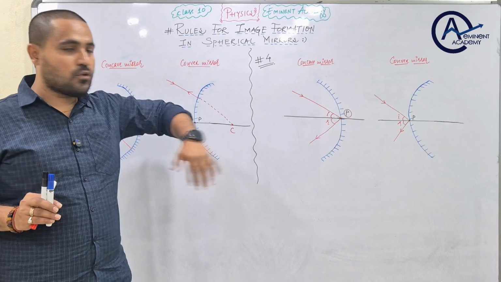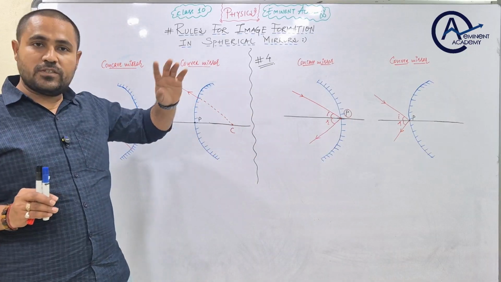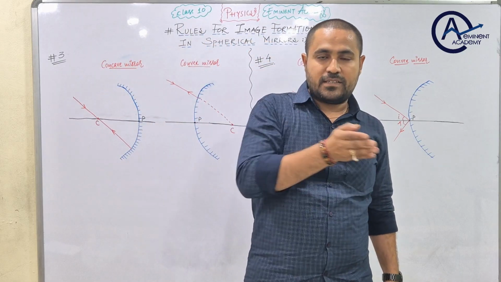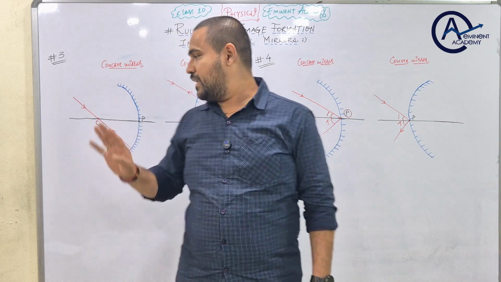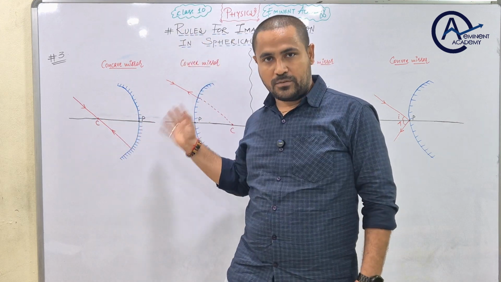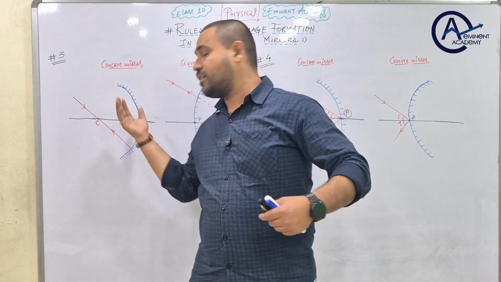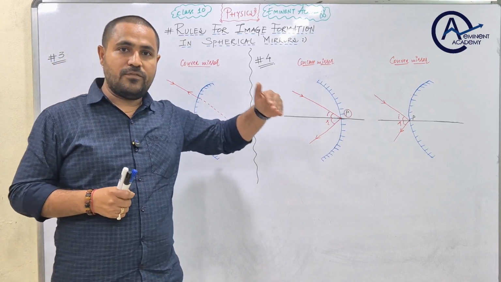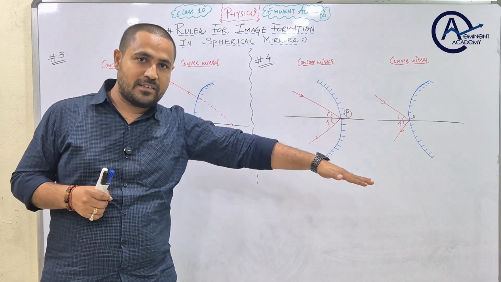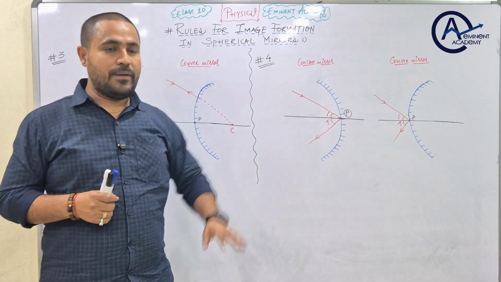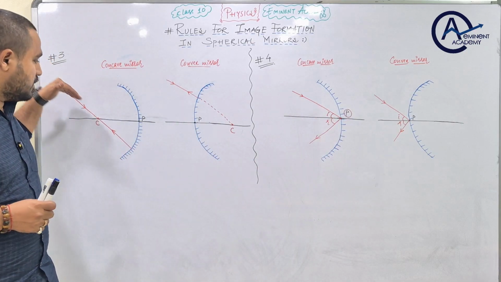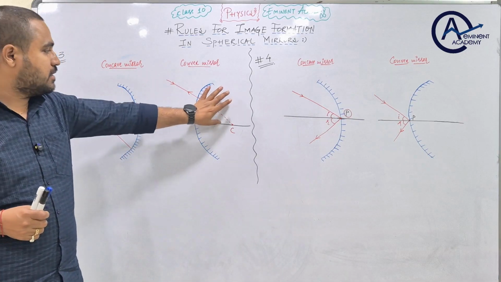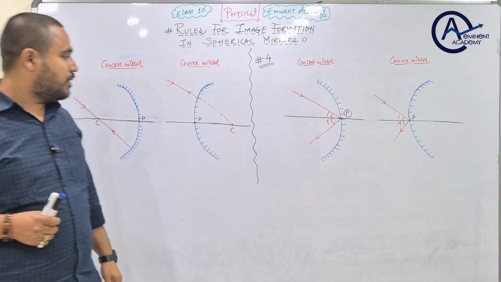So these four rules are very simple. The first one is: if a ray is passing parallel to the principal axis, then after reflection it passes through the principal focus, and in the case of a convex mirror it appears to pass through the principal focus. The second is the vice versa of the first: if the ray is passing through the principal focus, then after reflection it passes parallel to the principal axis. And this one is the third. It is all about the center of curvature. It retraces the same path in both mirrors. Here it just appears to pass, it is diverging.